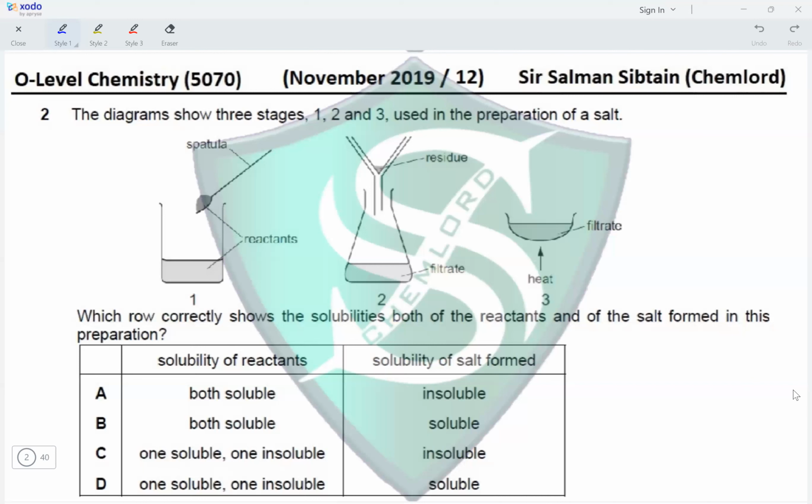So we have solubility of reactant. The liquid is soluble, the one in the spatula, the solid, is not soluble. So both soluble cannot be the answer here. So options A and B have been eliminated. We are remaining with C and D. Now, the solubility of the salt formed: because we are going to heat to evaporate the filtrate and crystallize it, it means that we are removing water in which the salt is present. So presence of salt in water shows that it is soluble. So the correct option for this question is option D.